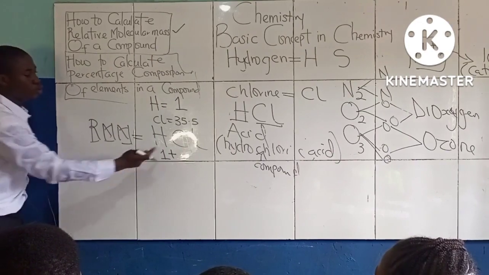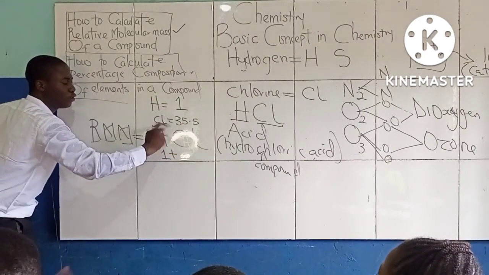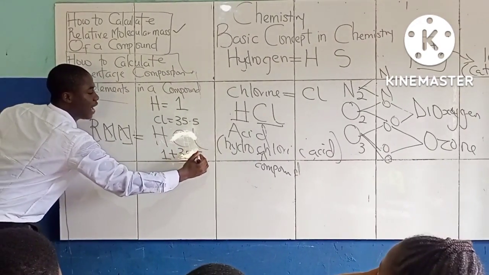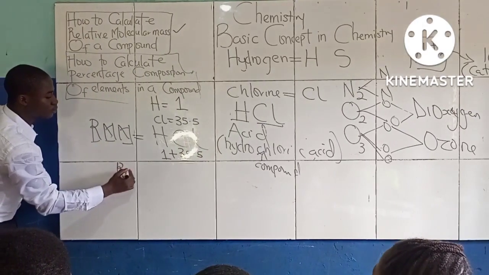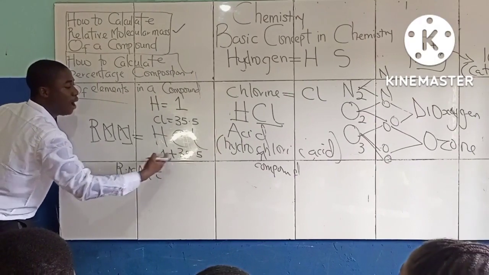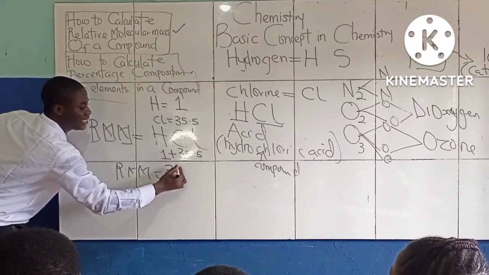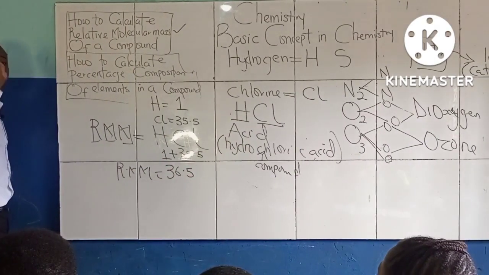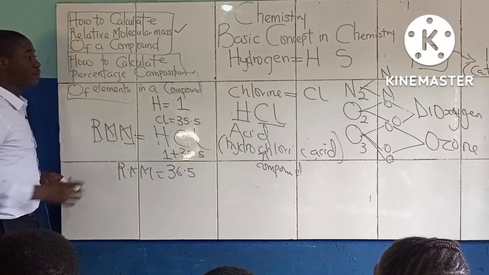Are you getting me now? So this is chlorine. And what's the atomic mass? 35.5. So what becomes the relative molecular mass of hydrochloric acid? What was it? 1 plus 35.5. What was that? 36.5. Hope is clear. So that is how it works. So quickly write it down.